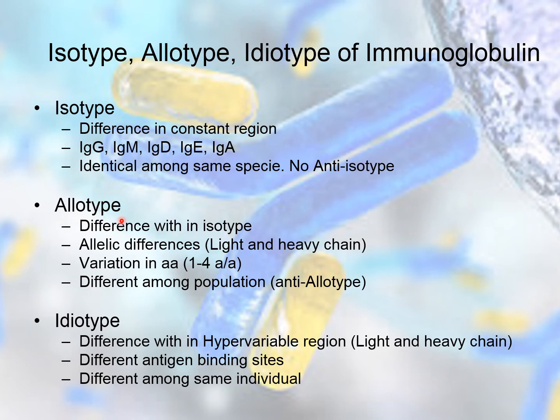Allotypes are antibodies which show differences within the isotypic form. That is, they show any allelic variation that occurs in a population. So individuals of different populations within the same species may have different allotypes. These allotypes are due to variation in the amino acids in both heavy chain and light chain, and they can form allotypes on the basis of even 1 to 4 amino acid differences. So remember, they differ within the same population but remain the same within the same individual.